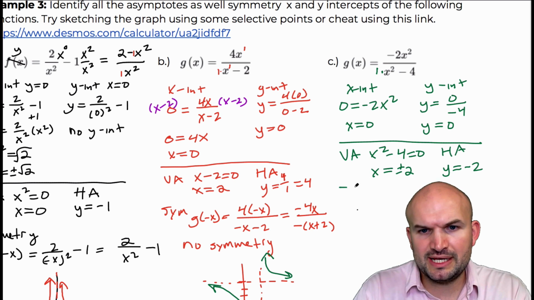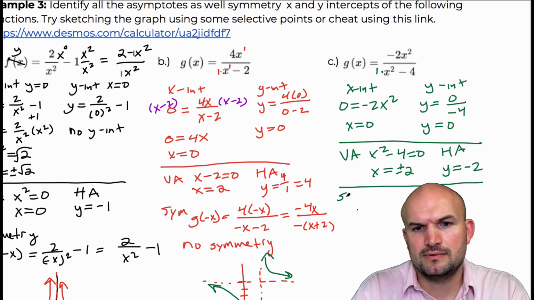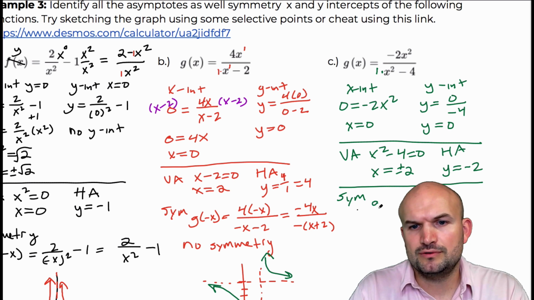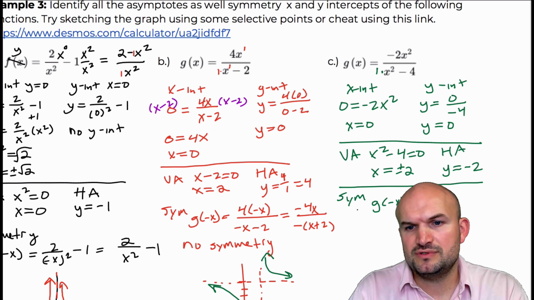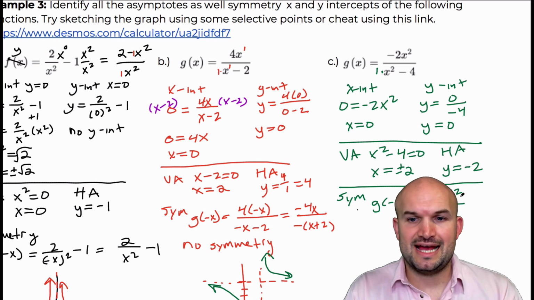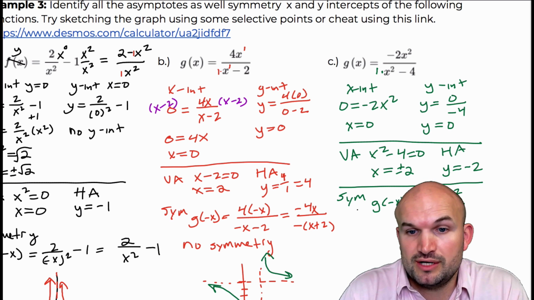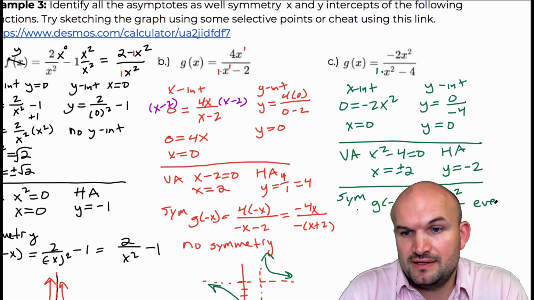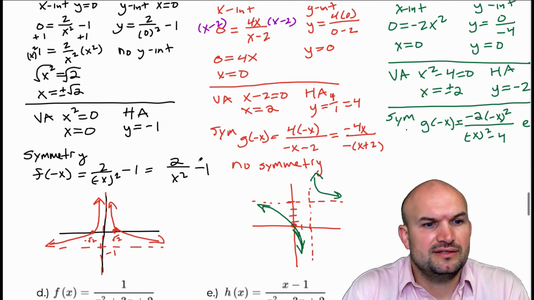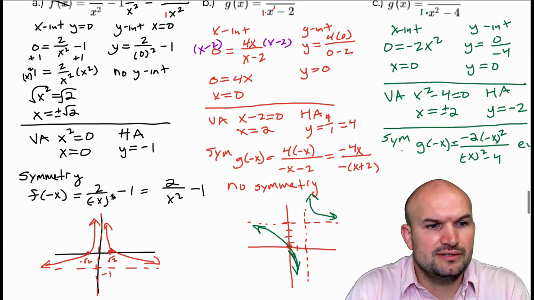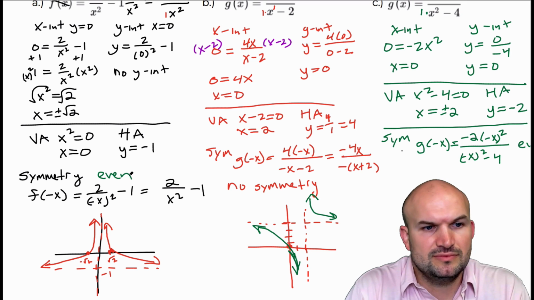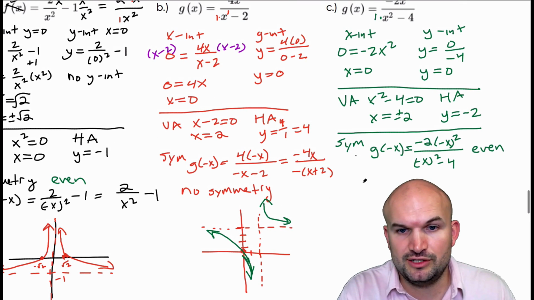And the next one we'll do is symmetry. So we'll do g of -x. So we'll do -2 times -x squared all over -x squared minus 4. And you can see when we do that, that is going to give us the exact same function because everything is going to be squared. So therefore, this function is even. I didn't write that in this one, did I? I said no symmetry here. This one is going to be even, or symmetrical about the y-axis. It's really the same thing.